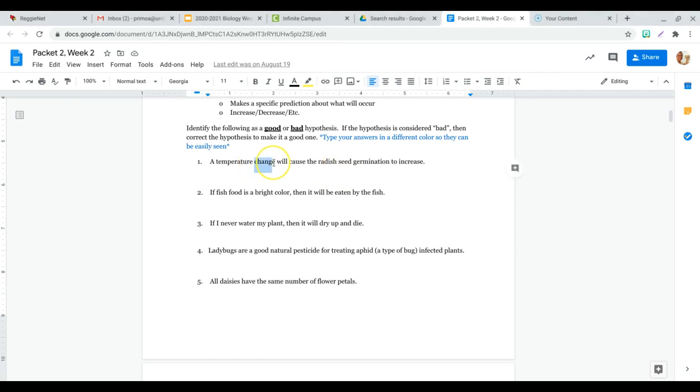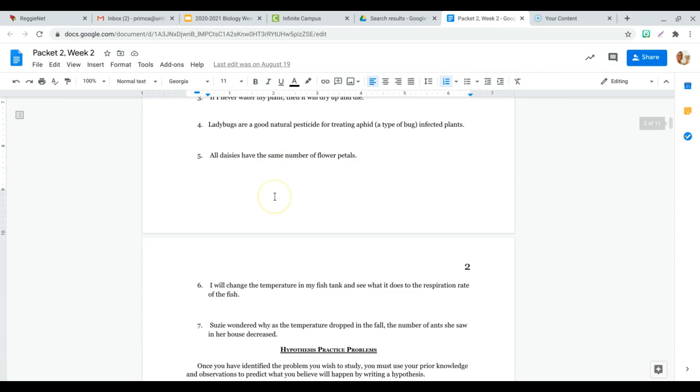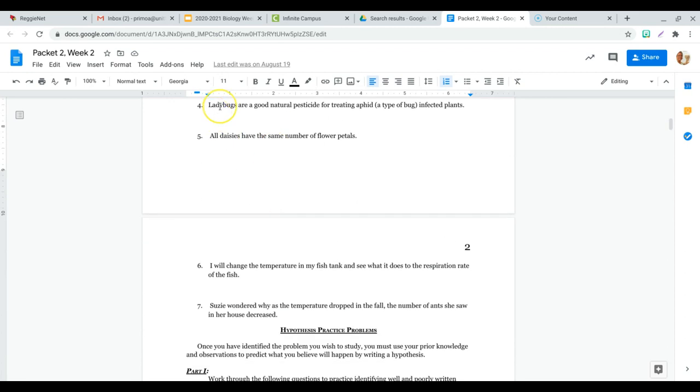So again, saying just the word change also isn't very specific, okay? I'm not saying if it's going to increase or decrease. I just said there will be a change, not specific. 2 and 3 were fine. 4, ladybugs are a good natural pesticide for treating aphid-infected plants. This is poorly written.